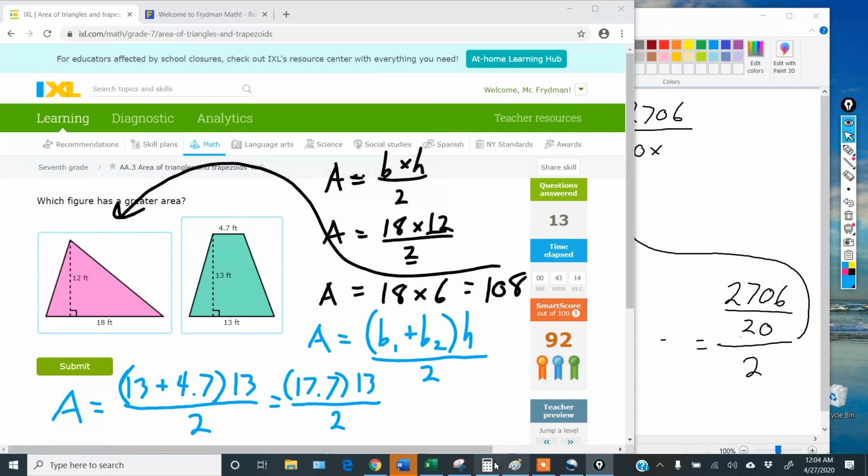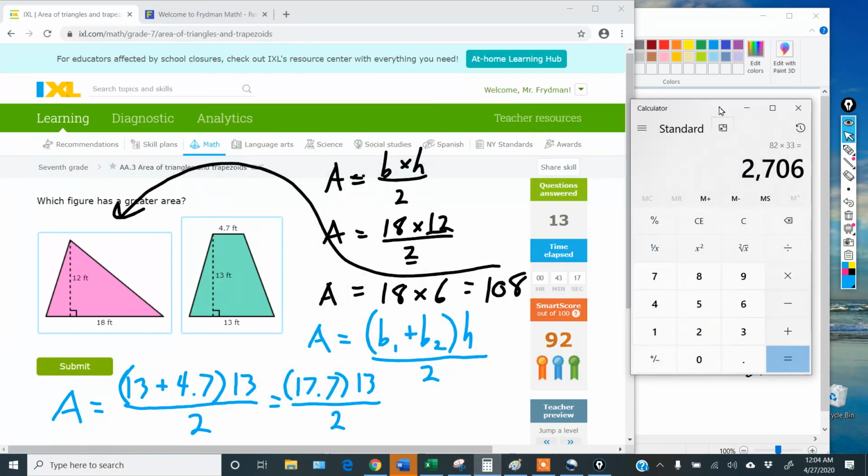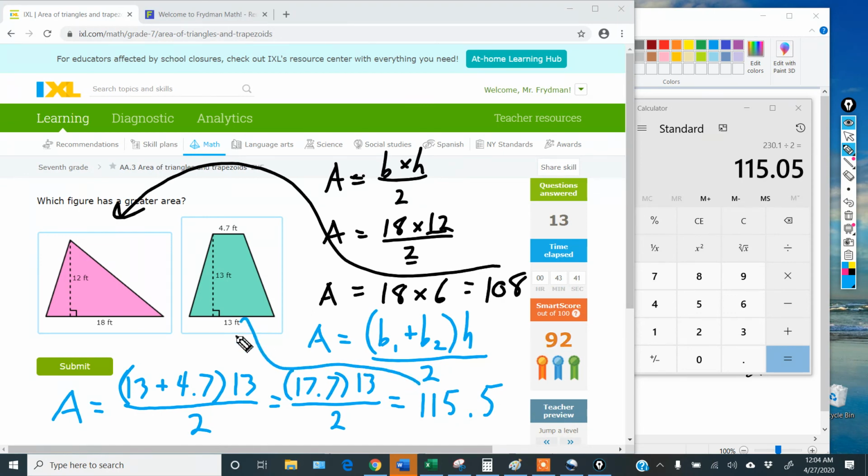And for that one, go ahead, use a calculator. I'm going to use a calculator for that one. 17.7 times 13 is 230.1 divided by 2 is 115.05. So that was this one over here. So which one is bigger? 115.05 is bigger. So our answer is going to be this one right over there.